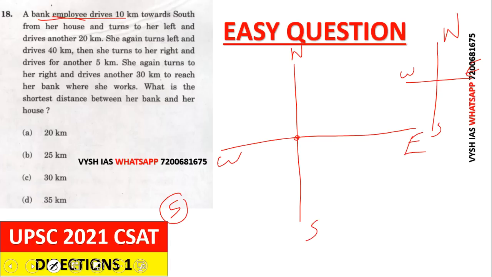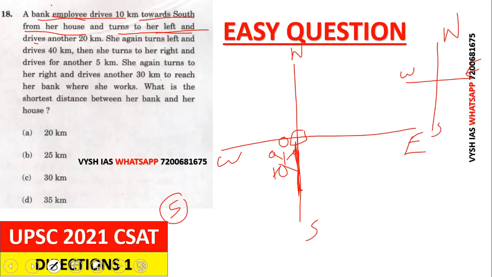Okay, so starting point: a bank employee drives 10 kilometer towards south from her house. Okay, that means this is her house. From the house you are going 10 kilometer south. Okay, so we'll go like this, and then here one point we are marking, this is 10. Okay, 10 kilometer we went south, then turns to her left. Okay, this person is standing like this. So this is the right hand and this is the left hand. Okay, so after coming south you will go to the left.